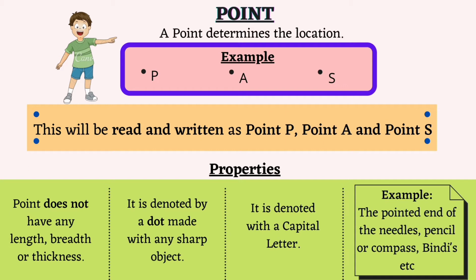Well, there are a few properties which are: first, a point does not have any length, breadth, or thickness. As explained earlier, a point is denoted with a dot that is made from any sharp object. Second, always remember that whenever you write the name of the point, you will make use of a capital letter only and not a small letter. Now a few examples of point are the end of the needle, pencil or compass, that is a geometric compass, or a bindi which your mama wears on her forehead.